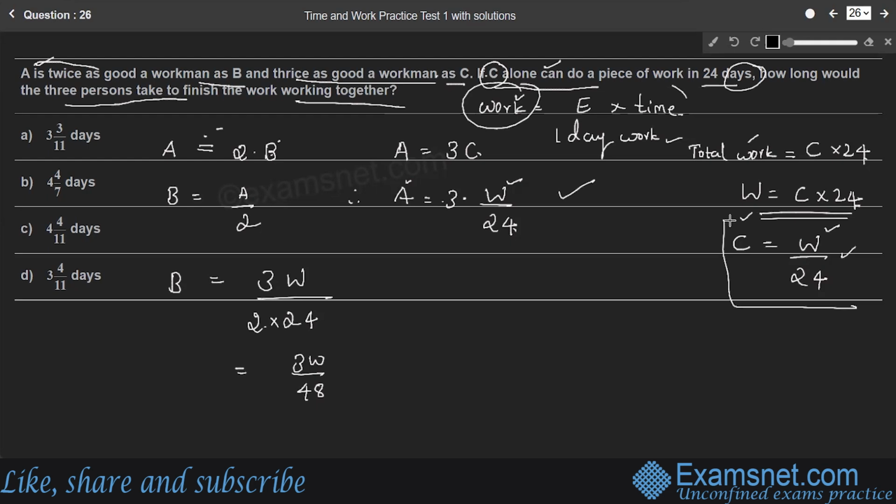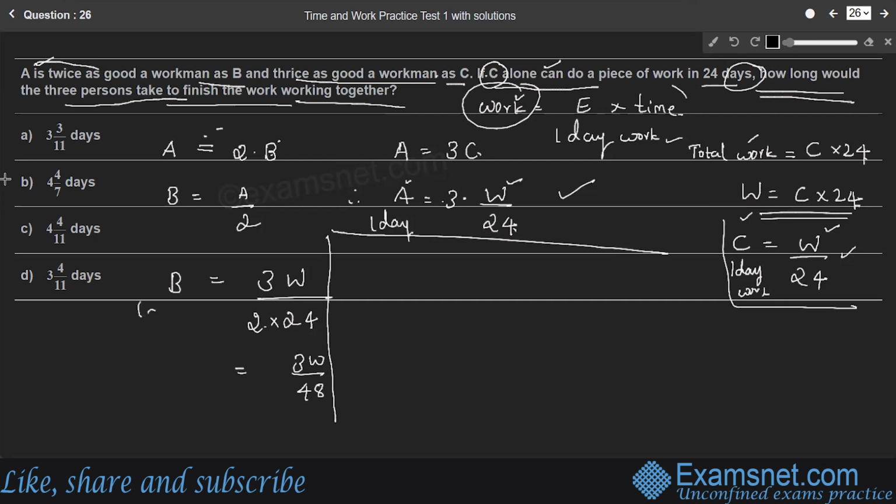Why do we need efficiency? Because, consider the last part of the question. How long would the 3 persons take to finish the work if they start working together? If they start working together, we'll consider their 1 day work. What is 1 day work? Their efficiency, right? Here the efficiency of C in the sense 1 day work of C. The efficiency of A means 1 day work. In general terms, we call it 1 day work, right? So if all of them start working together, right?